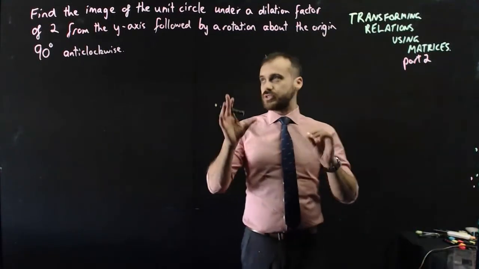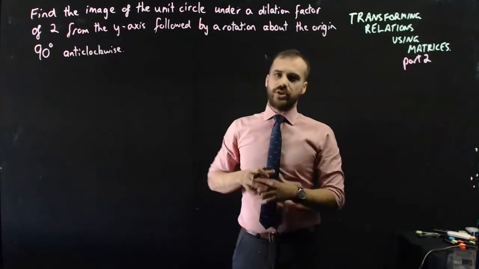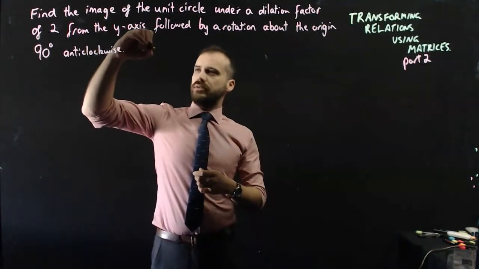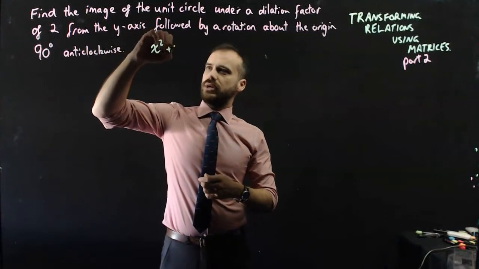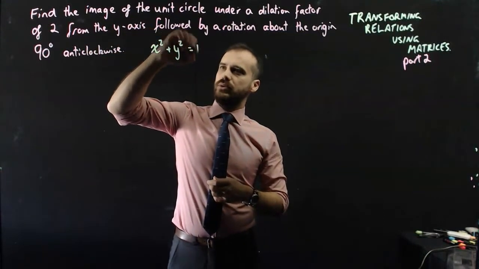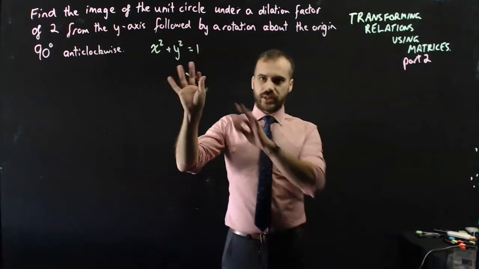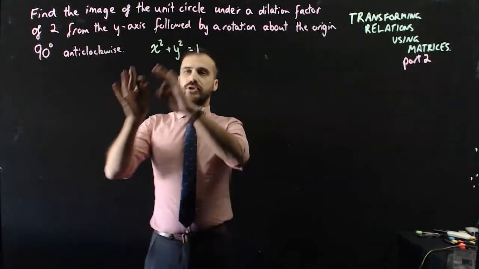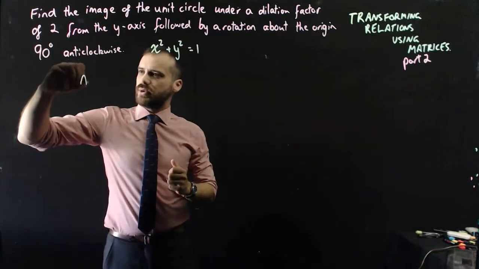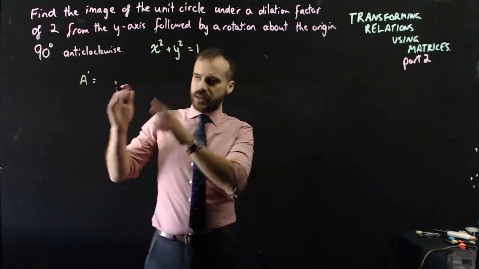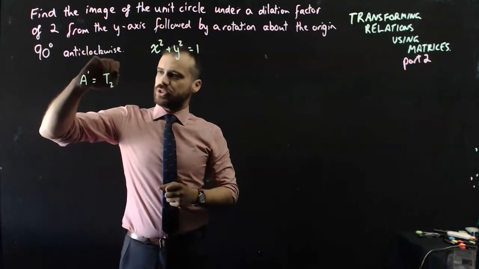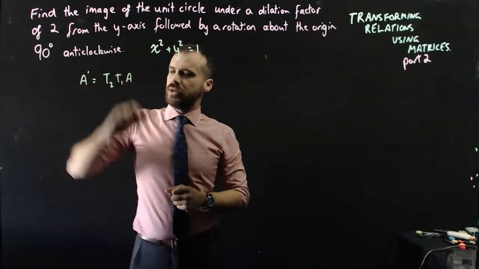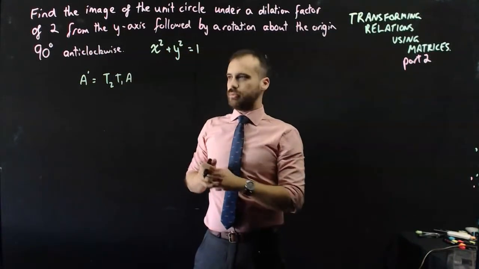Now, first things first, I need to know what the equation of a unit circle is. You should already know that. The equation of a unit circle is x squared plus y squared equals 1. Alright, so that's a good start. We'll put that aside. We'll use that later. Now, we've got two transformations going on, so we have a nice little formula here. The image is equal to transformation 2 times transformation 1 times the original object.